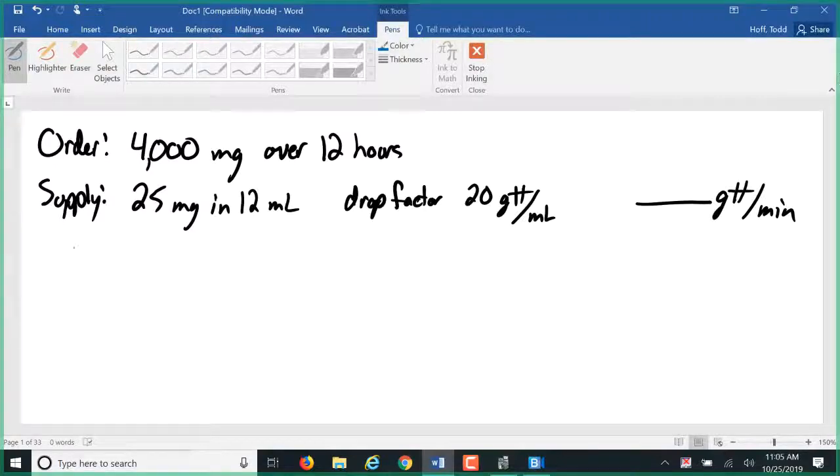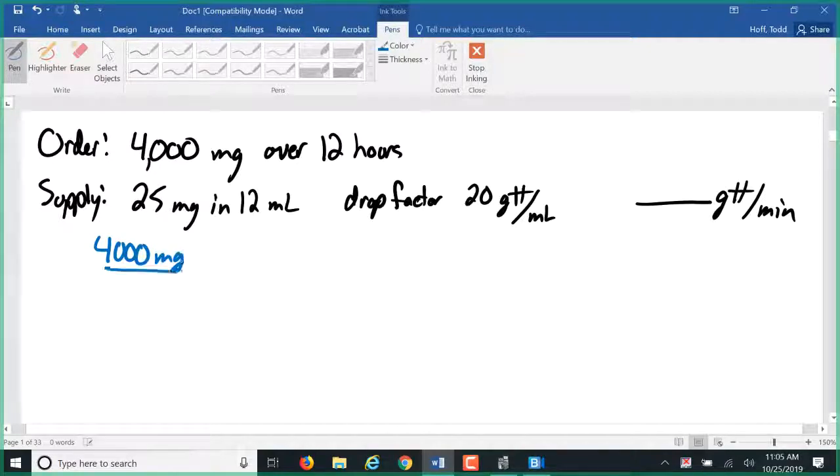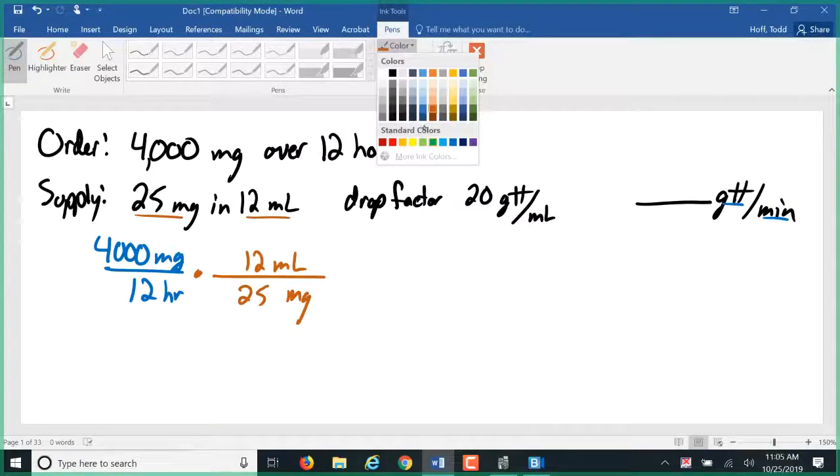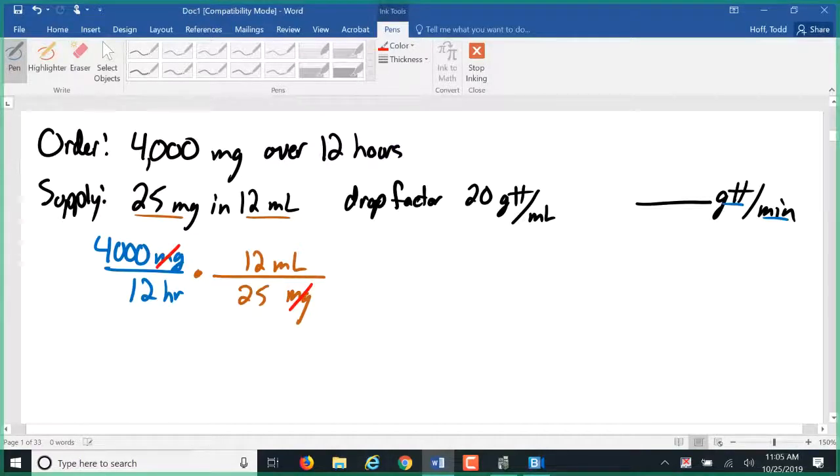Start out with our order. 4,000 milligrams, 12 hours. Now this is milligrams over hours. We want drops over minutes. So both units need to change. Start with the milligrams. Milligrams on bottom. 25 milligrams is 12 milliliters. So our milligrams are gone. We still have milliliters over hours, which we still need to change both of those units. I'm going to go after the hours. 1 hour is 60 minutes. Hours have canceled. We now have milliliters over minutes. We want the minutes on bottom, but we need to get rid of the milliliters. Change that to drops yet. For our drop factor, milliliters are on top here, so we need it on bottom here. 20 drops per milliliter tells us 1 milliliter is equivalent to 20 drops.